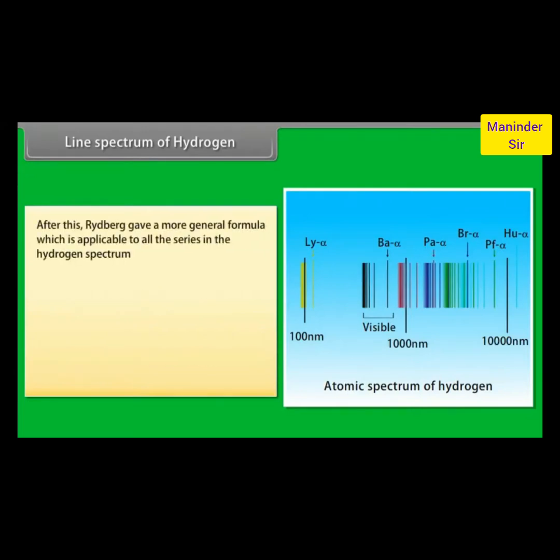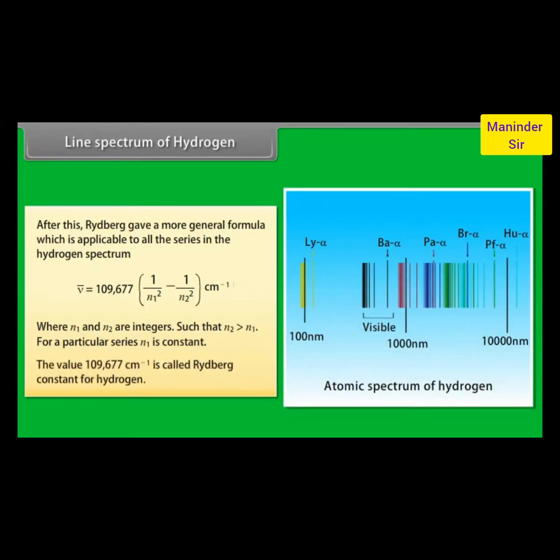After this, Rydberg gave a more general formula which is applicable to all the series in the hydrogen spectrum. Wave number is equal to 109677 into (1/n1² minus 1/n2²) per centimeter, where n1 and n2 are integers, such that n2 is greater than n1. For a particular series, n1 is constant. The value 109677 per centimeter is called Rydberg constant for hydrogen.